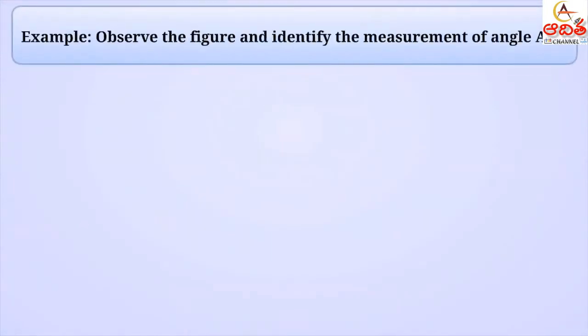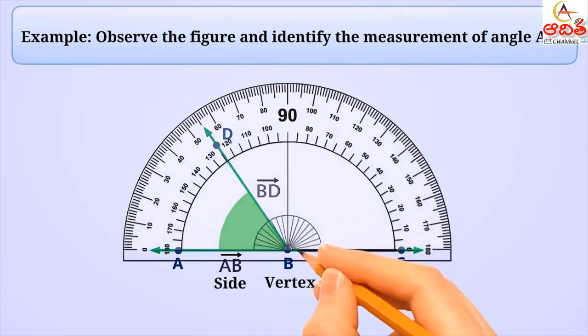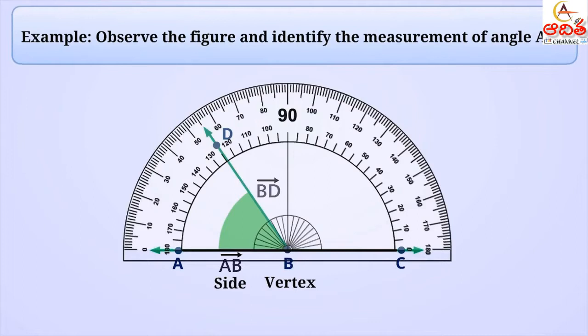Next example. Observe the following figure and identify the measurement of angle ABD. If we observe the angle ABD, we will know that point B is the vertex of this angle and AB and BD are the sides of this angle. We can also see that the line shown on the straight line of the protractor is completely covering side AB of the angle, and the midpoint of the straight side of the protractor is also falling on the vertex B of the angle.